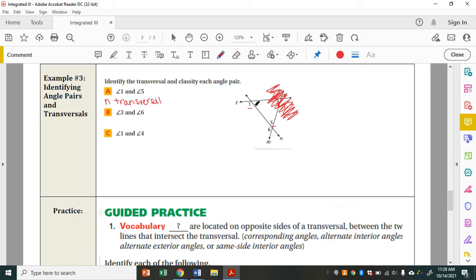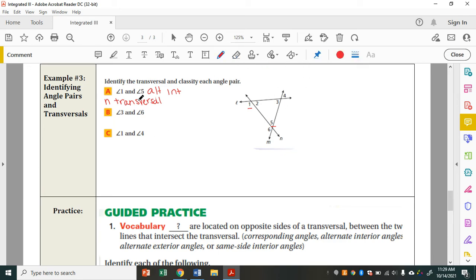When we look at this, they're in the interior of the two lines and they're on opposite sides of that transversal. So these would be alternate interior angles. And you'll see I just shortened it a little bit here. So that was letter A.